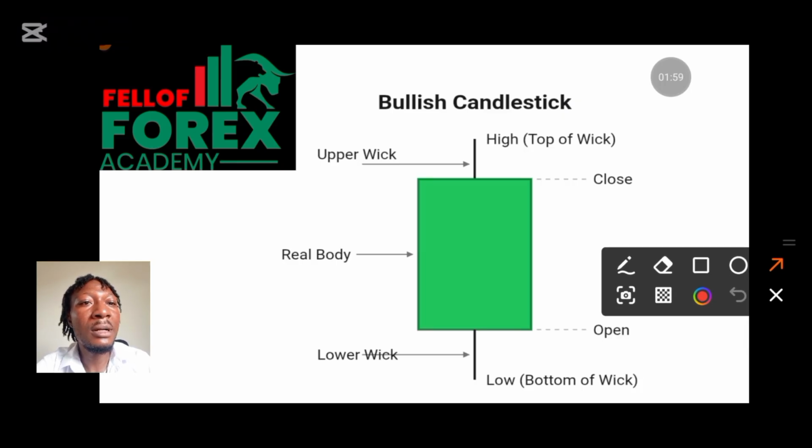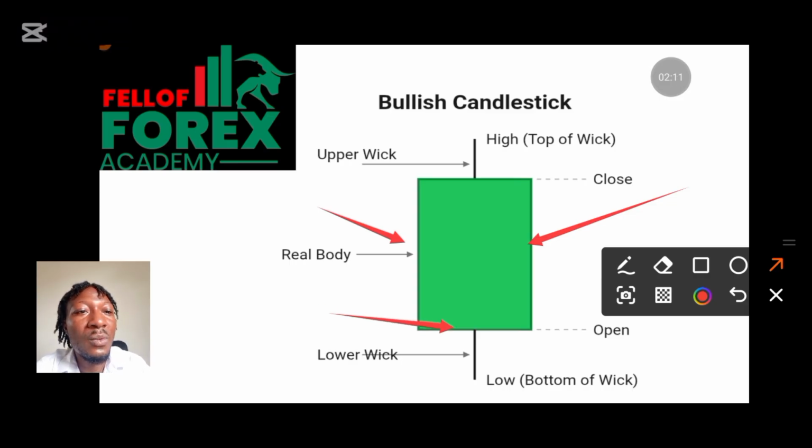So the first is the body. This is the body of the candle, the big green part. This is a bullish candle. Now this is where the candlestick opened from below, because it's going up. It opened from below, and this is the lowest point price got to. That's why you see low, bottom, wick.